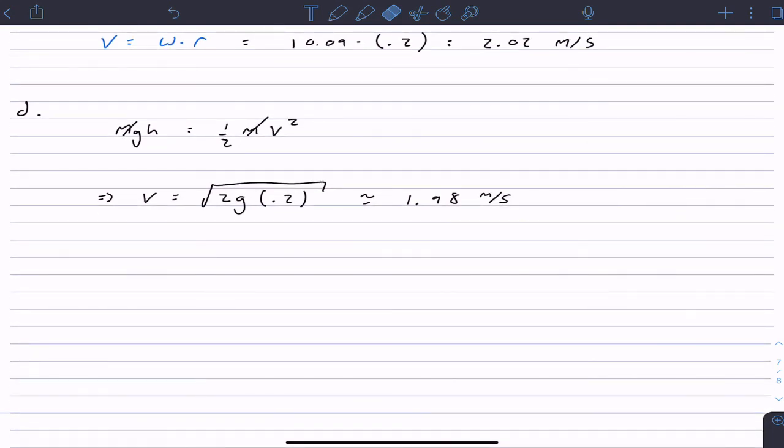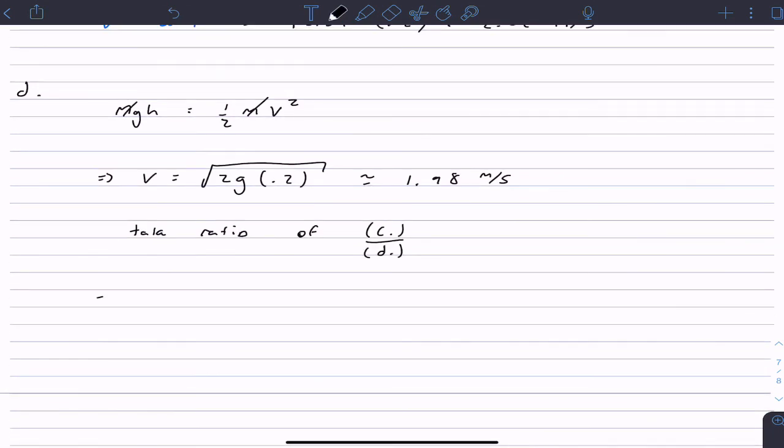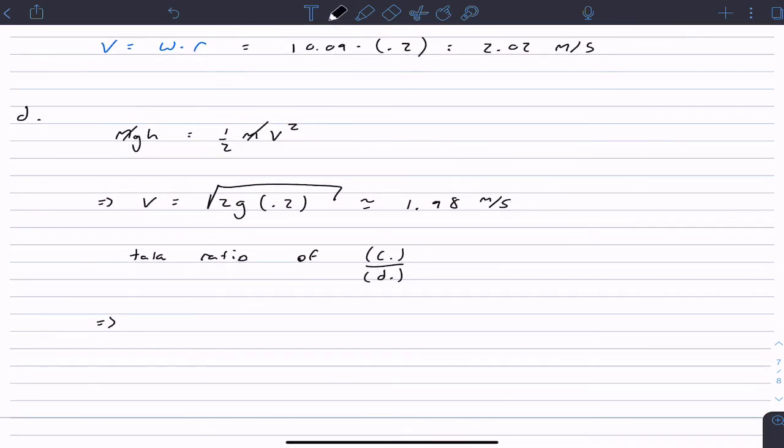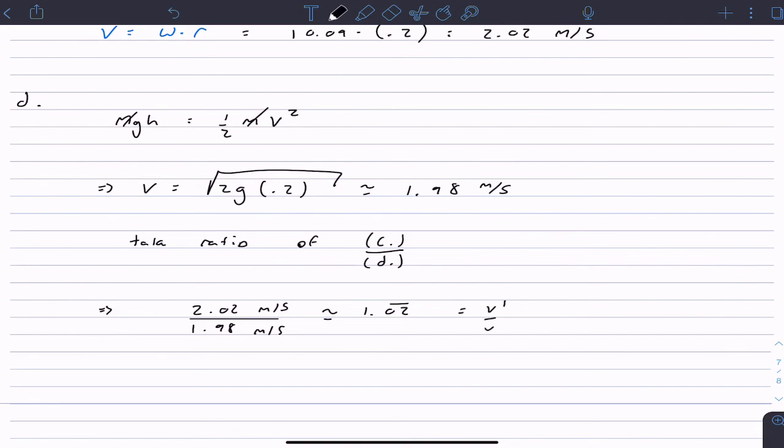And then you take the ratio. It says take the ratio of part C to part D. What was it? So part C, we had 2.02 meters per second, and then part D, we had 1.98. This is a value of about 1.02, like that. Right? So this is v prime over v, as it's mentioned in the book.